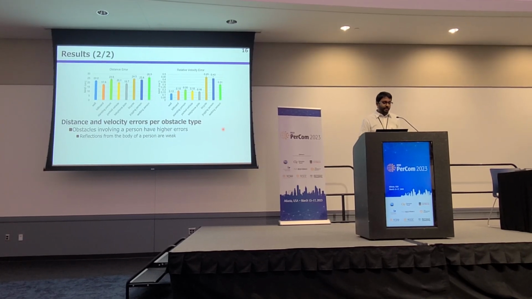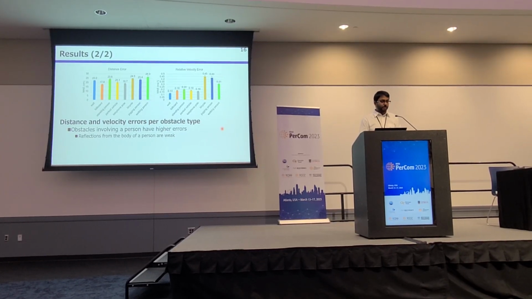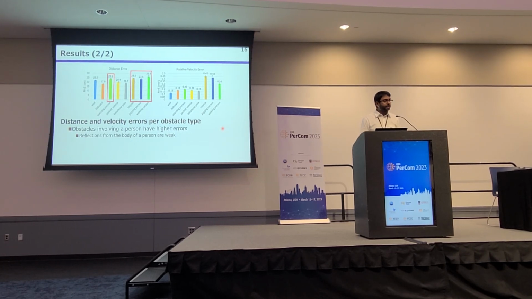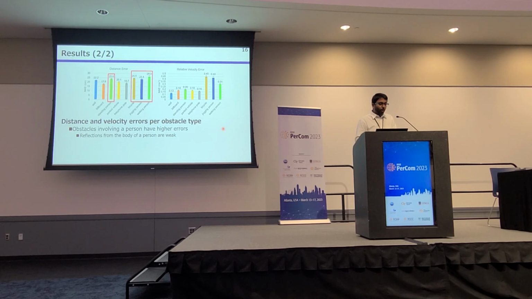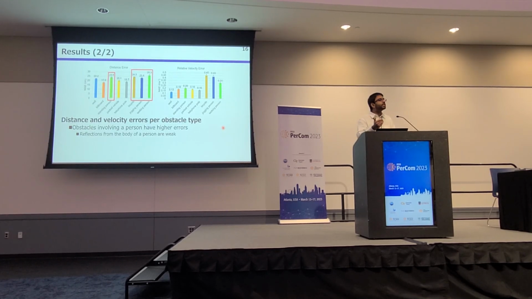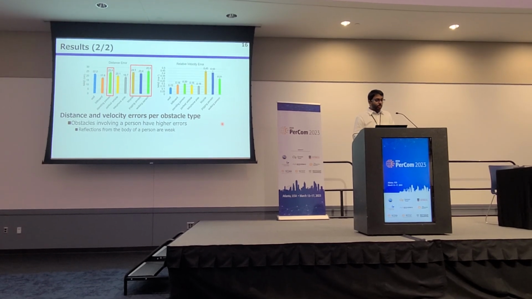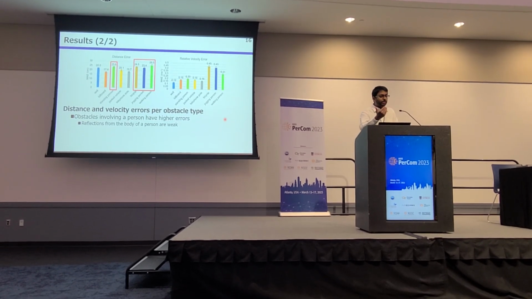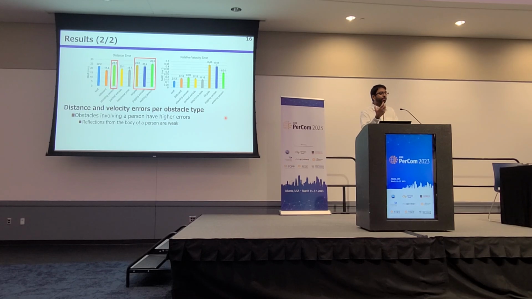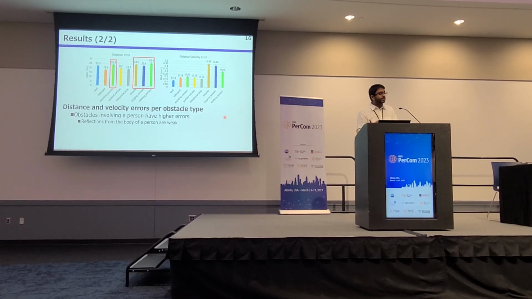Here you can see the distance and velocity errors per obstacle type. Something interesting here is that the obstacles involving a person have somewhat higher errors compared to the other obstacles. We believe that this is because the reflections from the body of a person are weak compared to the other obstacles.